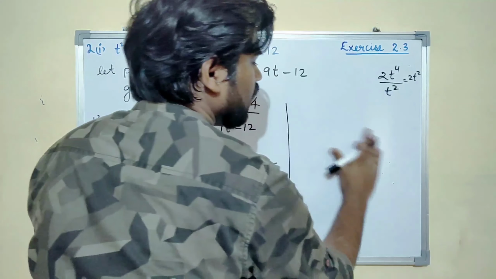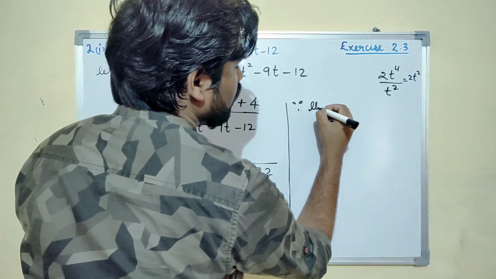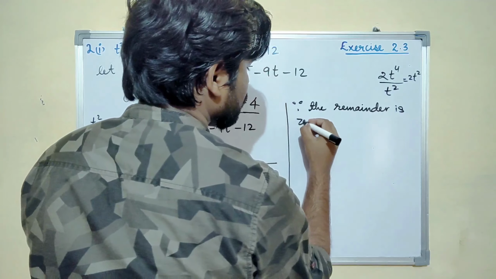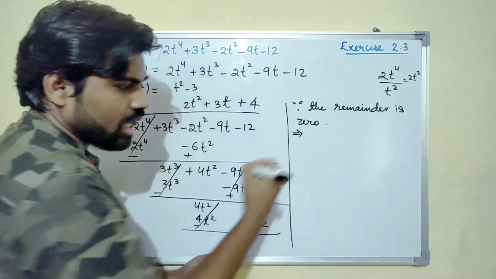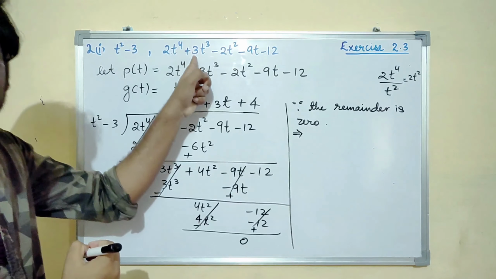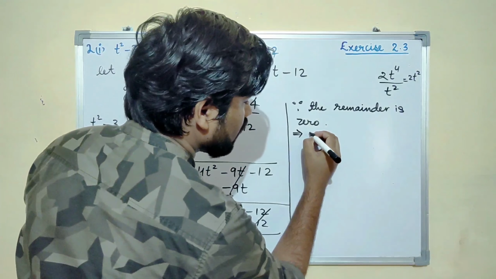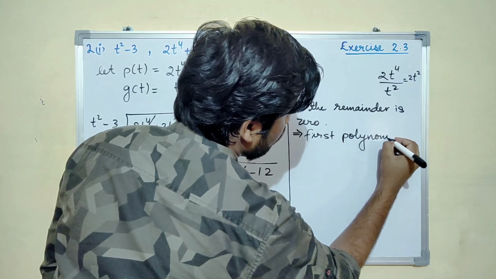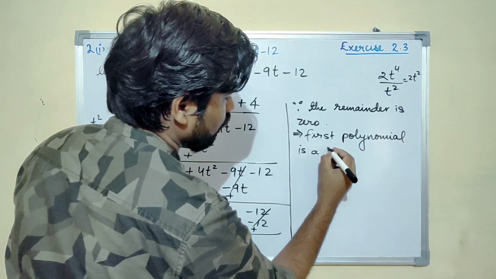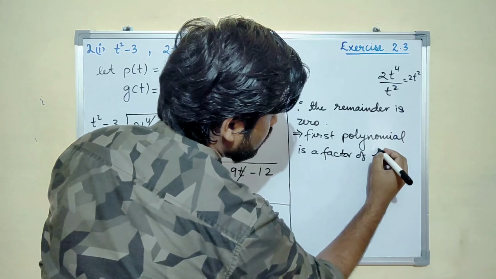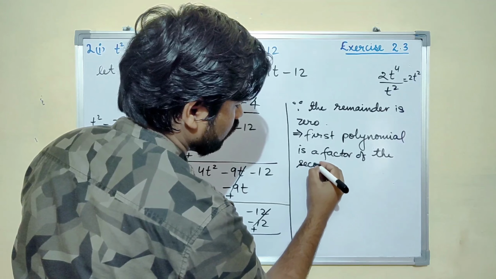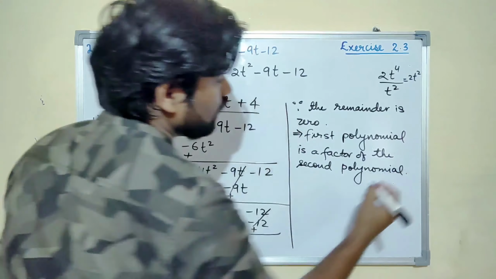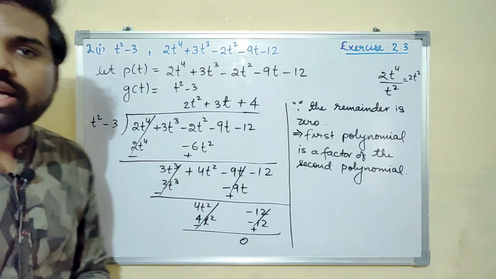let me just write it for you here. Since the remainder is 0, this implies that the first polynomial is a factor of the second polynomial. I hope you have understood this. Okay, now let us see the second part of this.